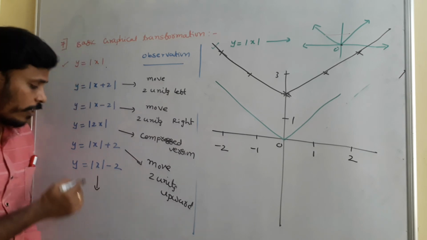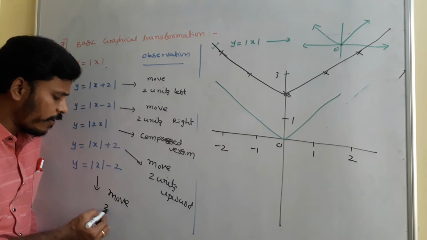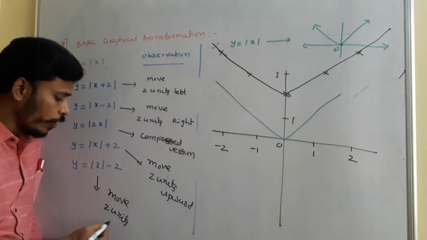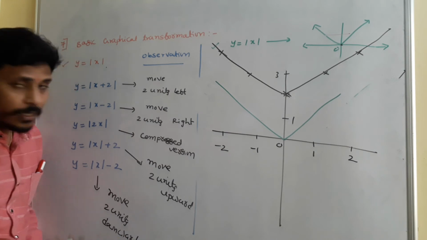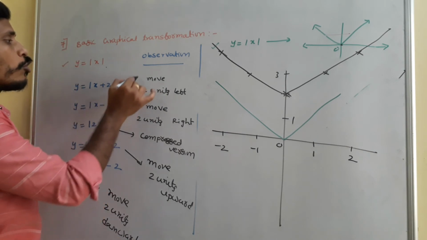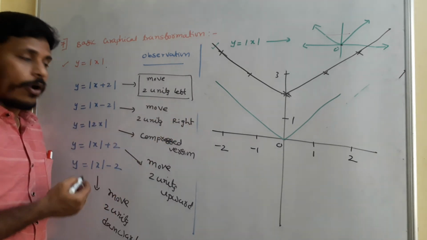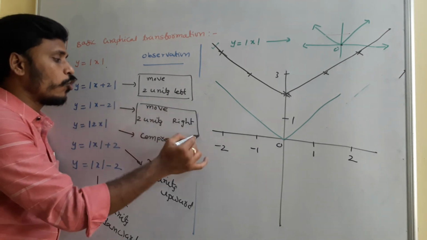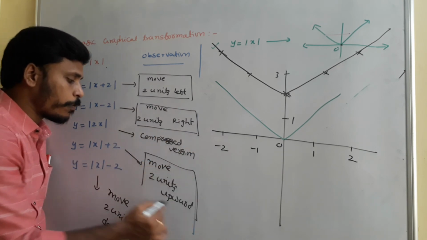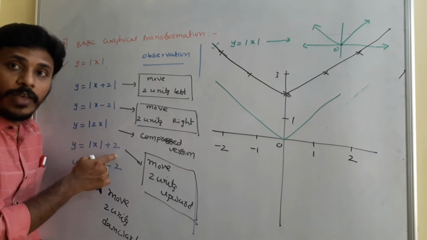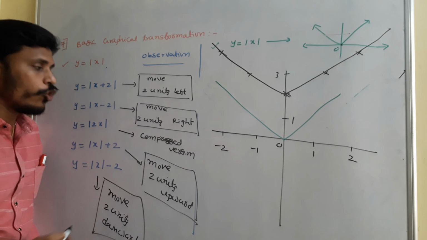And in the same way, if you sketch the graph of y is equal to mod x minus 2, it is very easy to observe that we need to move 2 units downward. For y is equal to mod of x plus 2, we need to move 2 units left. For y is equal to mod of x minus 2, we need to move 2 units right. And for y is equal to mod x plus 2, outside of that mod we have plus 2. We need to move 2 units upward, and here we need to move 2 units downward.